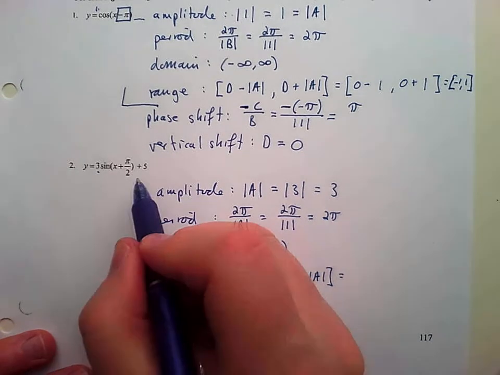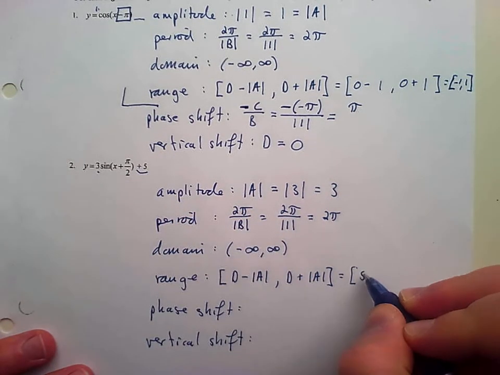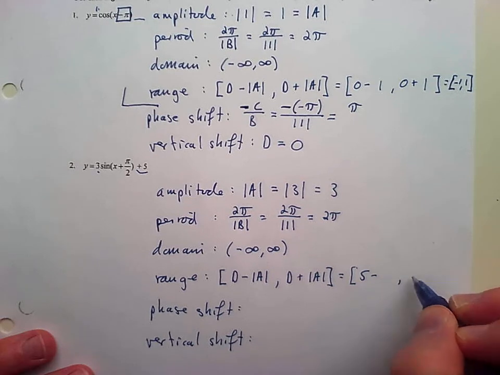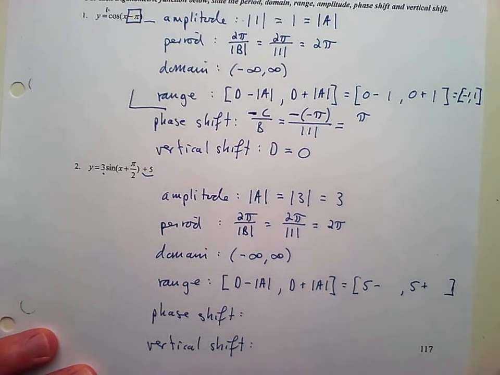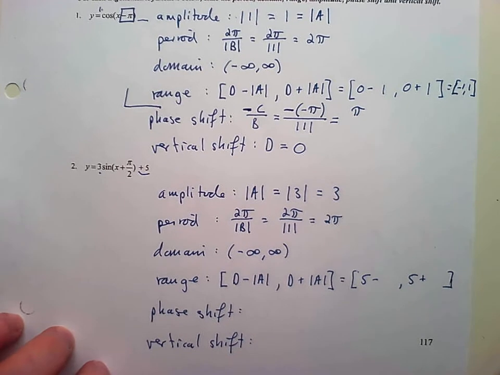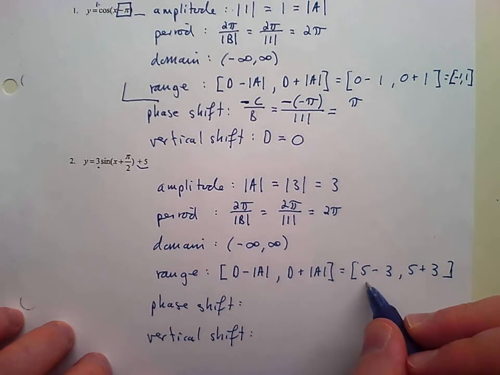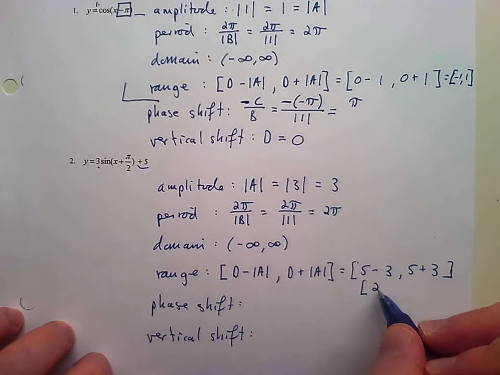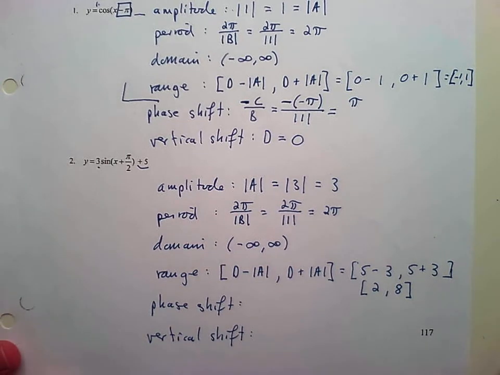Now, finally, we have a value for D. We're adding 5 to the end of this. So here I'm going to plug in 5 for D. And we just need to add the absolute value of A and subtract the absolute value of A. Again, the absolute value of A we determined because that's the same thing as our amplitude. So we can plug 3 into both of those sections right here. And now clearly 5 minus 3 is equal to 2 and 5 plus 3 is equal to 8. So therefore our range is going to go from 2 to 8 and it gets the square brackets.